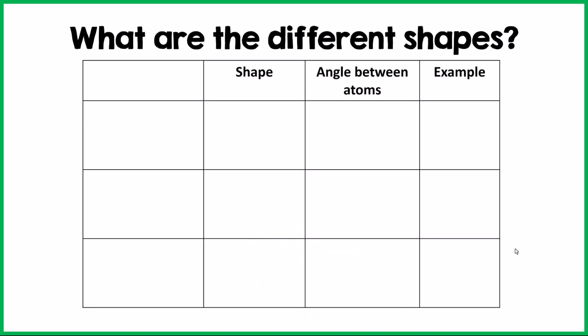What are the different shapes? You're going to be tempted here to think that you need to just memorize the shape that each type of molecule is. And although you need to memorize these shapes for sure, you don't need to memorize which molecules are which shape. Your knowledge of valence electrons and bonding is going to help you determine what type of shape each molecule is.